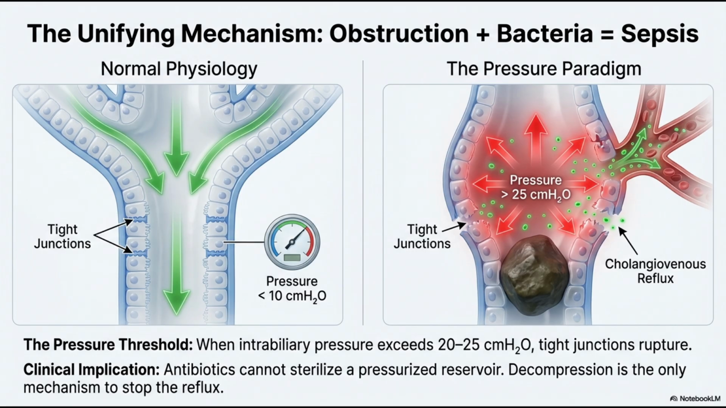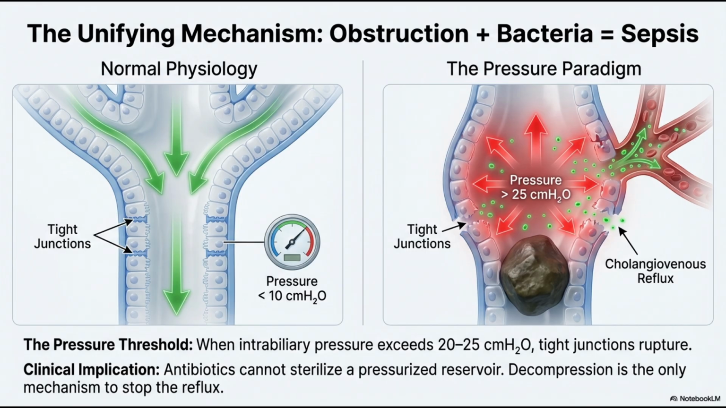And then comes the reflux we mentioned. The transition from a local infection, my belly hurts, to systemic shock is driven by that reflux. The sources are very clear on this. Mechanical decompression is the physiological requirement to reverse septic shock in this setting. Not antibiotics. Decompression. You have to restore flow to lower the pressure below that 25 cmH2O threshold. That is the intervention. Okay, keep that pressure paradigm in mind.